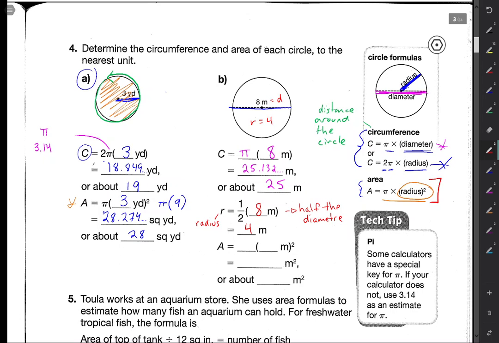So now if we were to use our area formula, we're going to do pi times radius squared, or pi times 4 squared. And remember, I like to square that 4 before plugging it in my calculator because the 4 is the only thing being squared, not the pi. So I'm going to have pi times 4 squared, which is 16. Pi times 16. So if we plug that into our calculator, we should get 50.265 and so on meters squared, or about 50 meters squared.